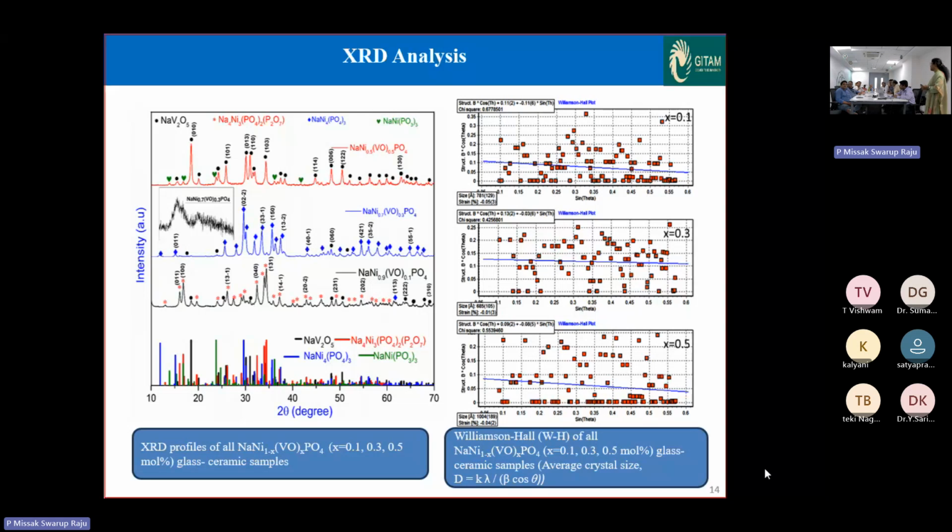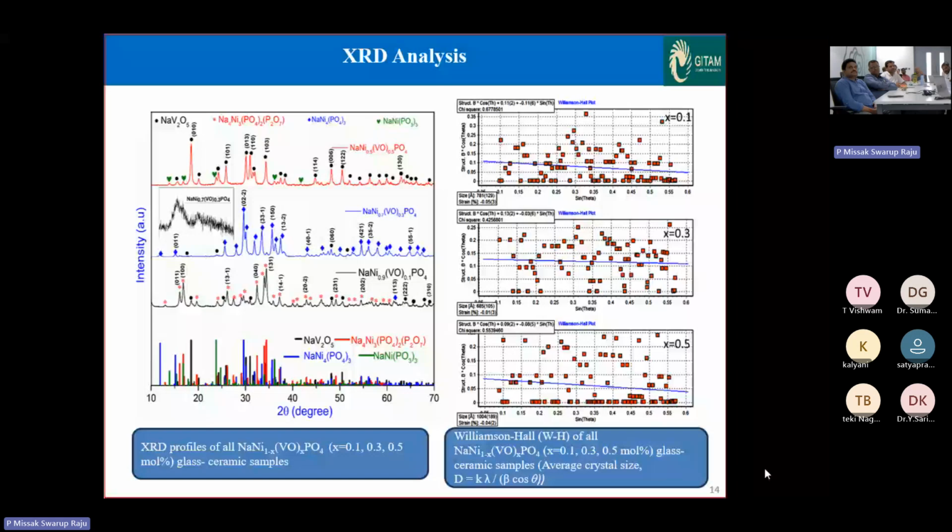And for the WH plots, we are taking only one phase of the compound, not a mixture of compounds. But in your Excel, it seems to be a mixture of compounds. But we can't plot that one. If you want to take any one phase, sodium, nickel, phosphate, we need to take only that one phase and then we can draw the WH plot. But if you have a mixture of compounds in your sample, we can't draw the WH plot.